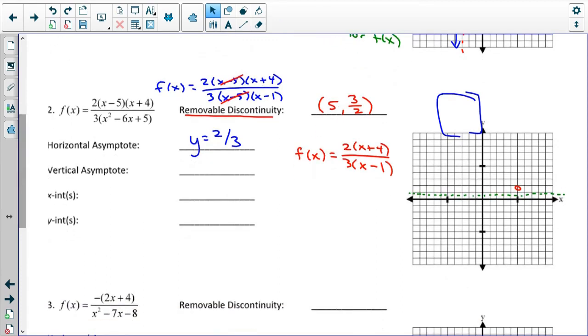Vertical asymptote is anything that makes only the denominator equal to 0. So that's x equals 1. So I'm going to draw a vertical asymptote at x equals 1. X-intercepts are anything that make only the numerator equal to 0.